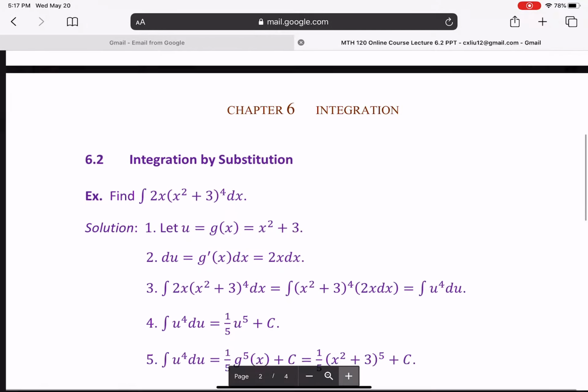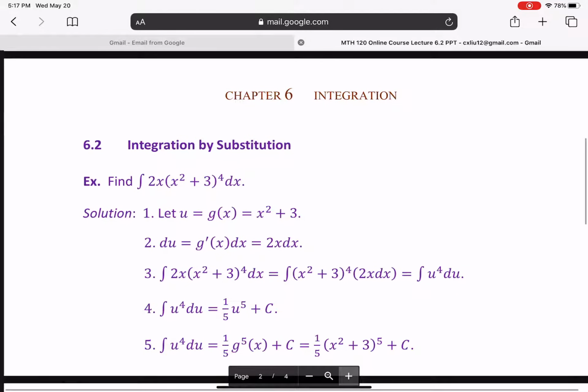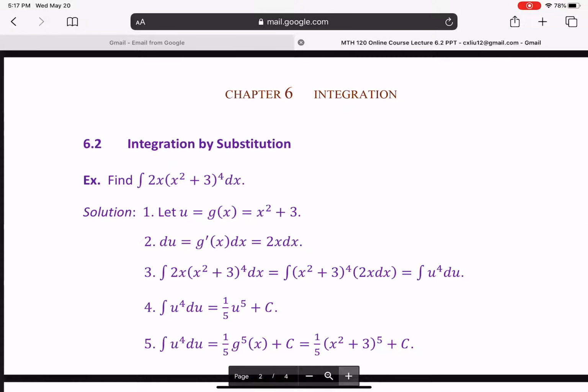So let's do some simple examples. We need to find the integral of 2x times (x squared plus 3) to the fourth. In this integrand, we have a composite function, (x squared plus 3) to the fourth, and we can recognize the inside function here is x squared plus 3. So we let u equal to g of x equal to x squared plus 3 as the first step.